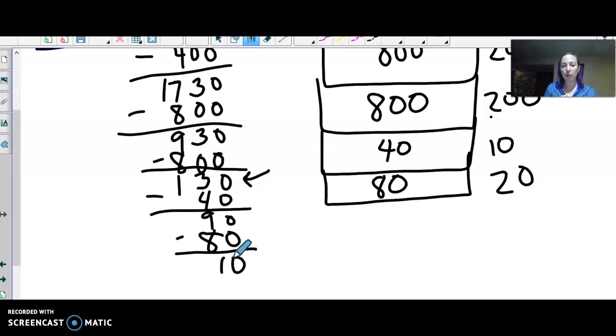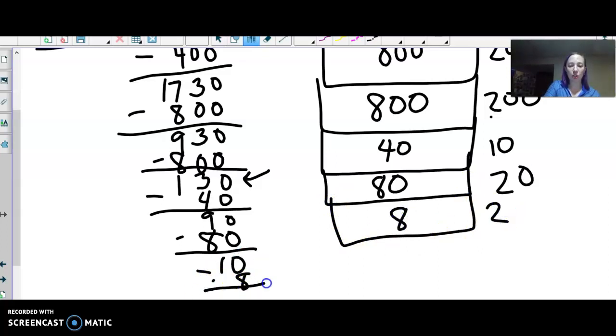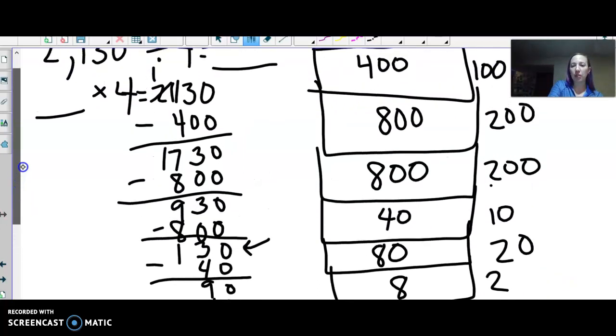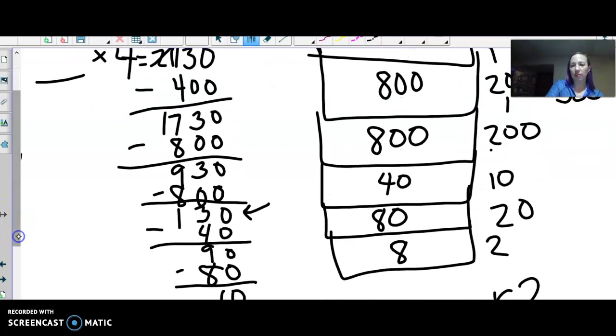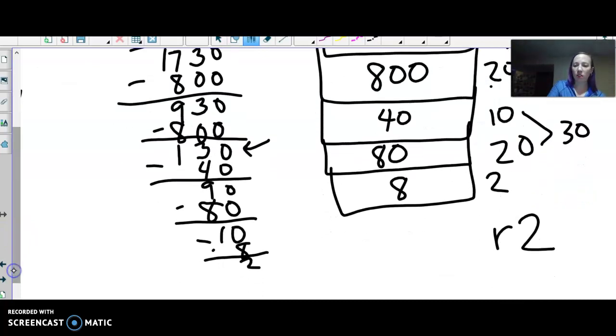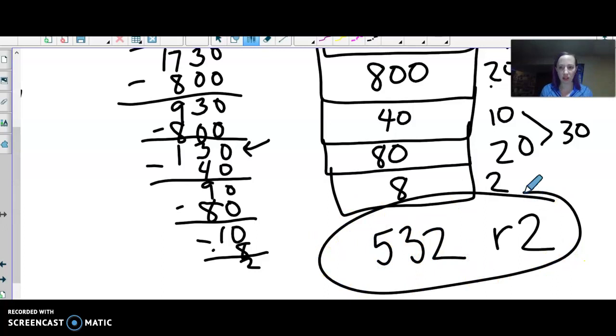How many 4s can I fit into 10? Well, I can fit 2 because 2 times 4 is 8. Hopefully I didn't subtract weirdly this time. I get 2 left over. I can't fit another group of 4. So I know that it's going to be remainder 2. And now I need to add up and see. 100 plus 200 plus 200 is 500. And then if I get 10 plus 20 is 30 plus another 2. So 532, remainder 2 is my answer.